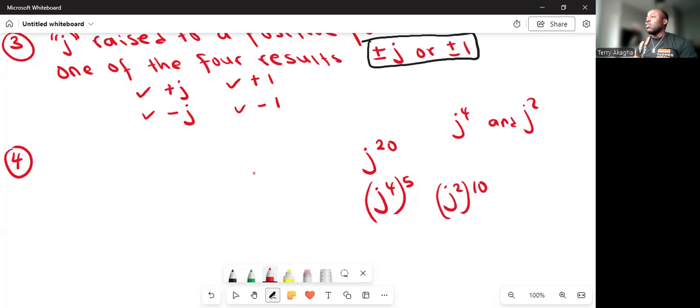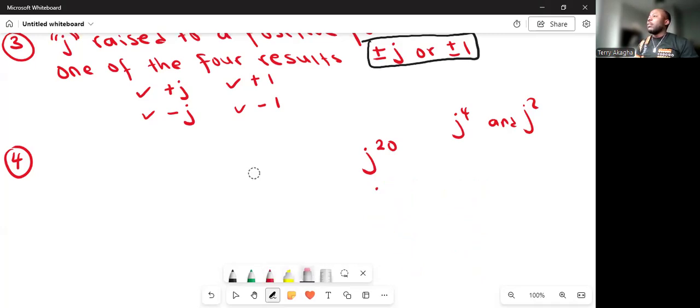So that's making sense, and it helps me know what to do. So for instance, this is going to be 1 raised to the power of 5, and this is equal to 1. This is going to be (-1) raised to the power of 10, and that is also going to give me 1. So no matter how big the number you have, try to break it into smaller terms of j raised to the power 4 or j raised to the power 2, and that will help you to solve it more easily.